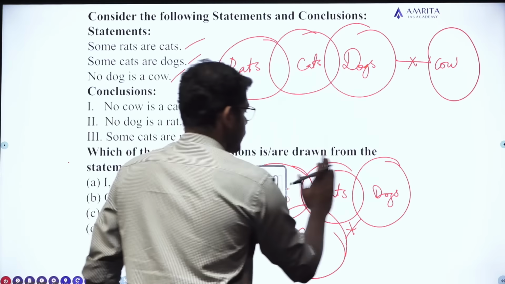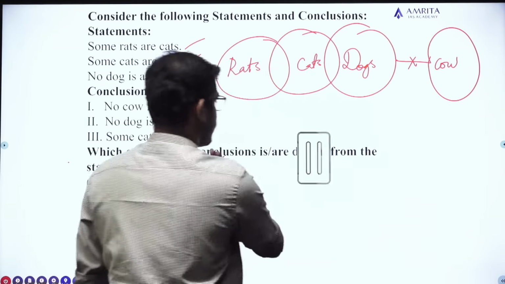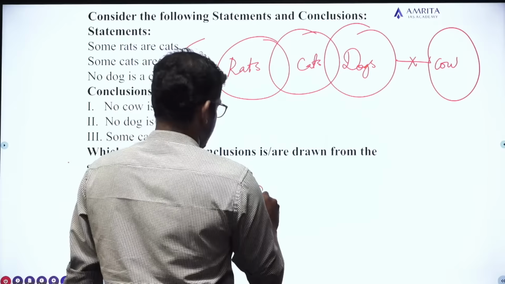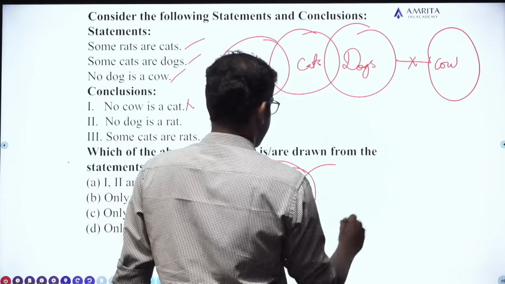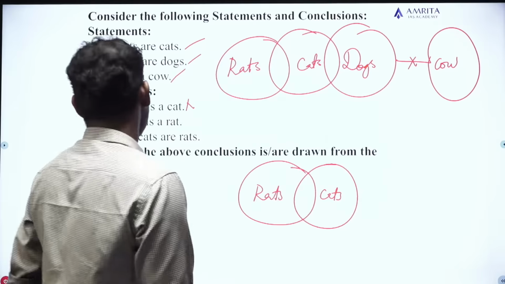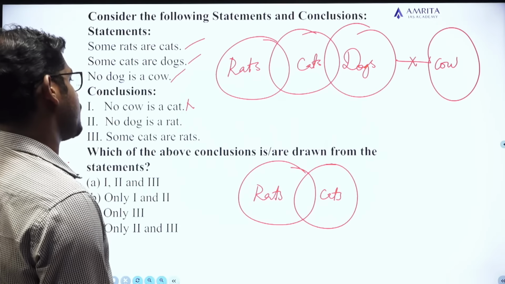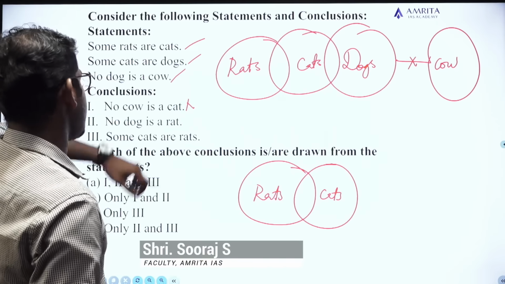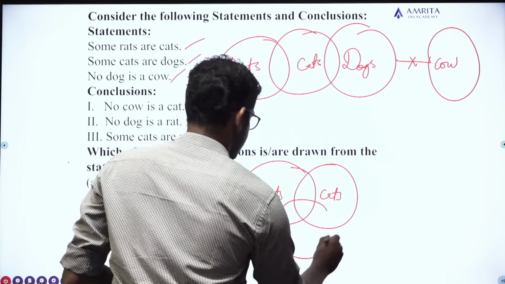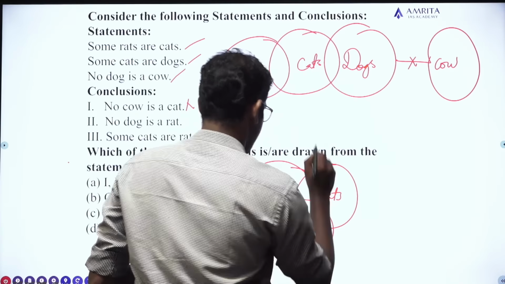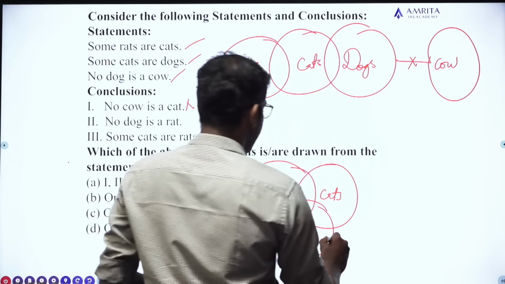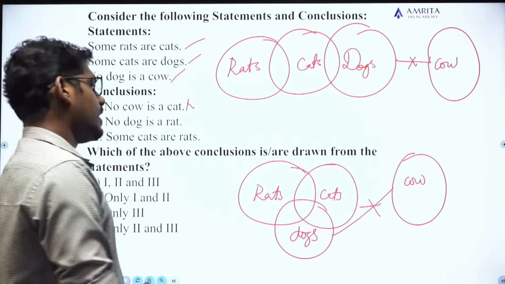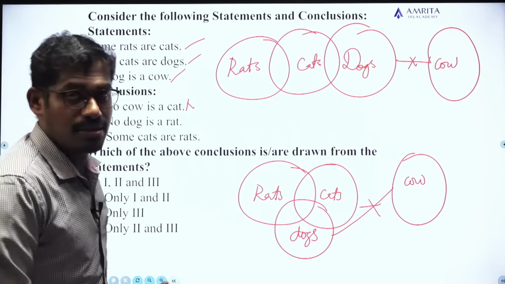Okay. So for that, we should try to negate that statement. For that, we have to draw any other possible diagrams. The first one is a rat. Second one, cats. Then they say, no dog is a rat. Actually, the second statement says some cats are dogs, and then they say no dog is a cow. In this possible diagram, we didn't violate the basic rule.